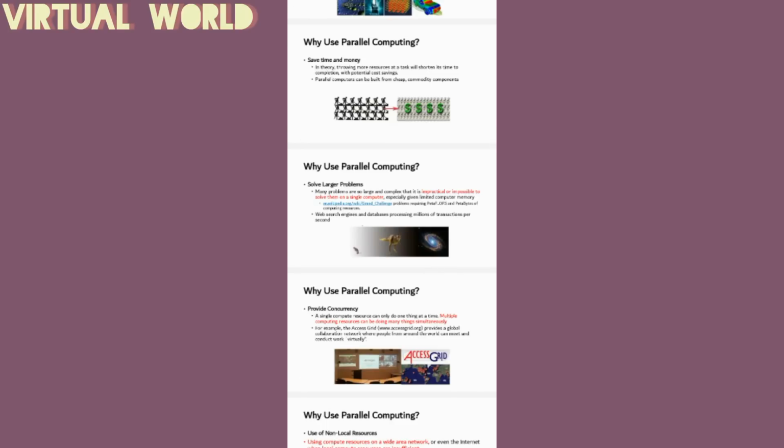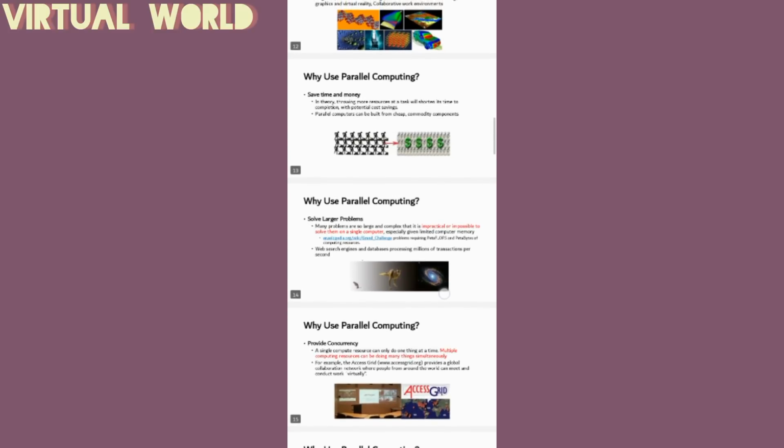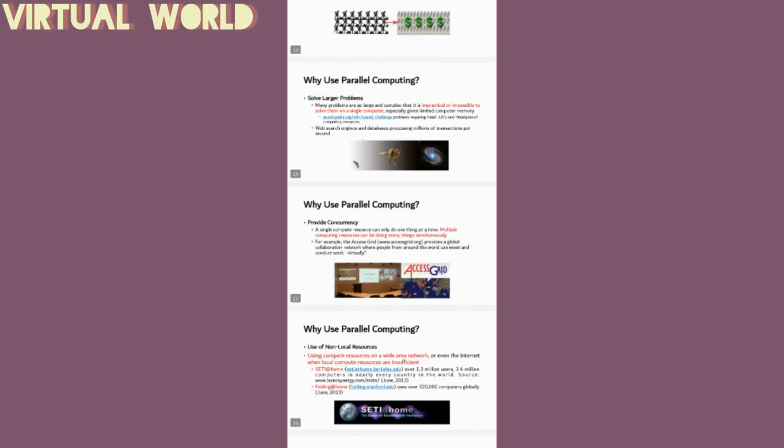Why do we use parallel computing? We use parallel computing to save time and money. In theory, throwing more resources at a task will shorten its time to completion, with potential cost savings. Parallel computers can also be built from cheap commodity components. It also solves large, complex problems that are impractical or impossible to solve on a single computer, especially given limited computer memory, such as problems needing petaflops and petabytes of computer resources, web search engines, and databases processing millions of transactions per second.